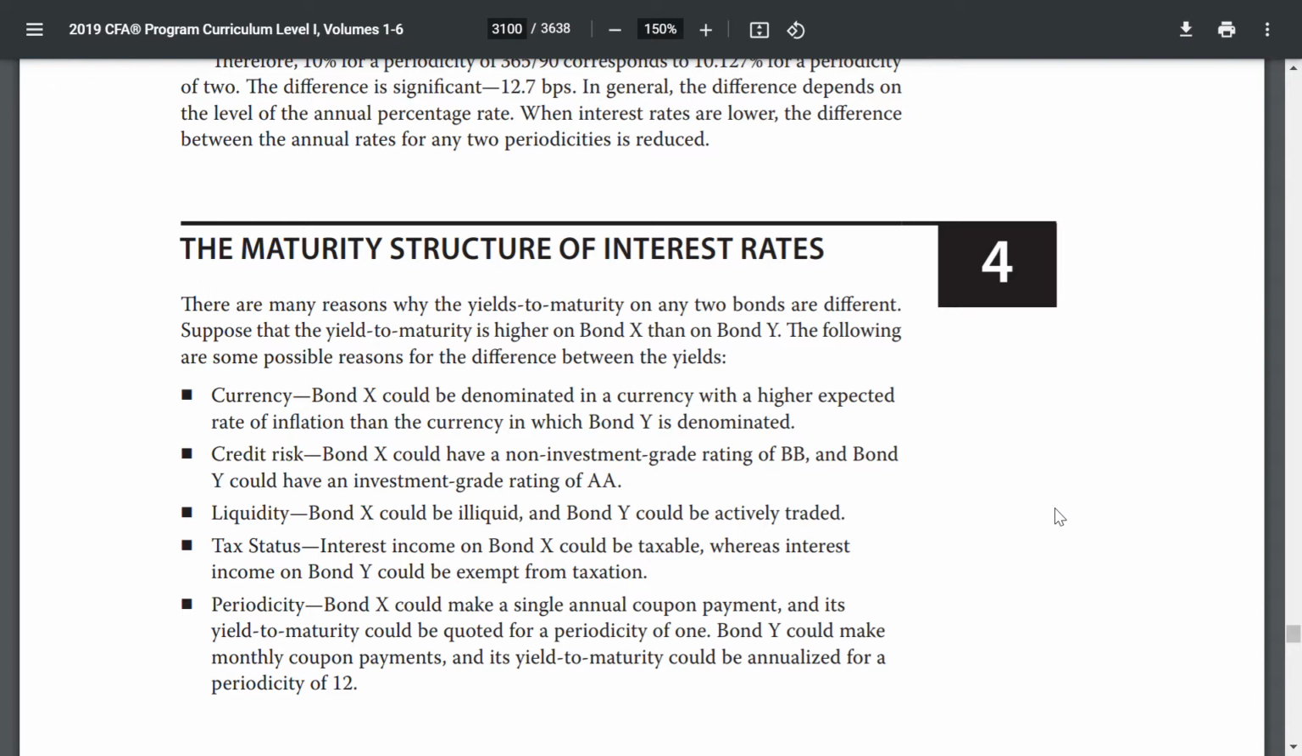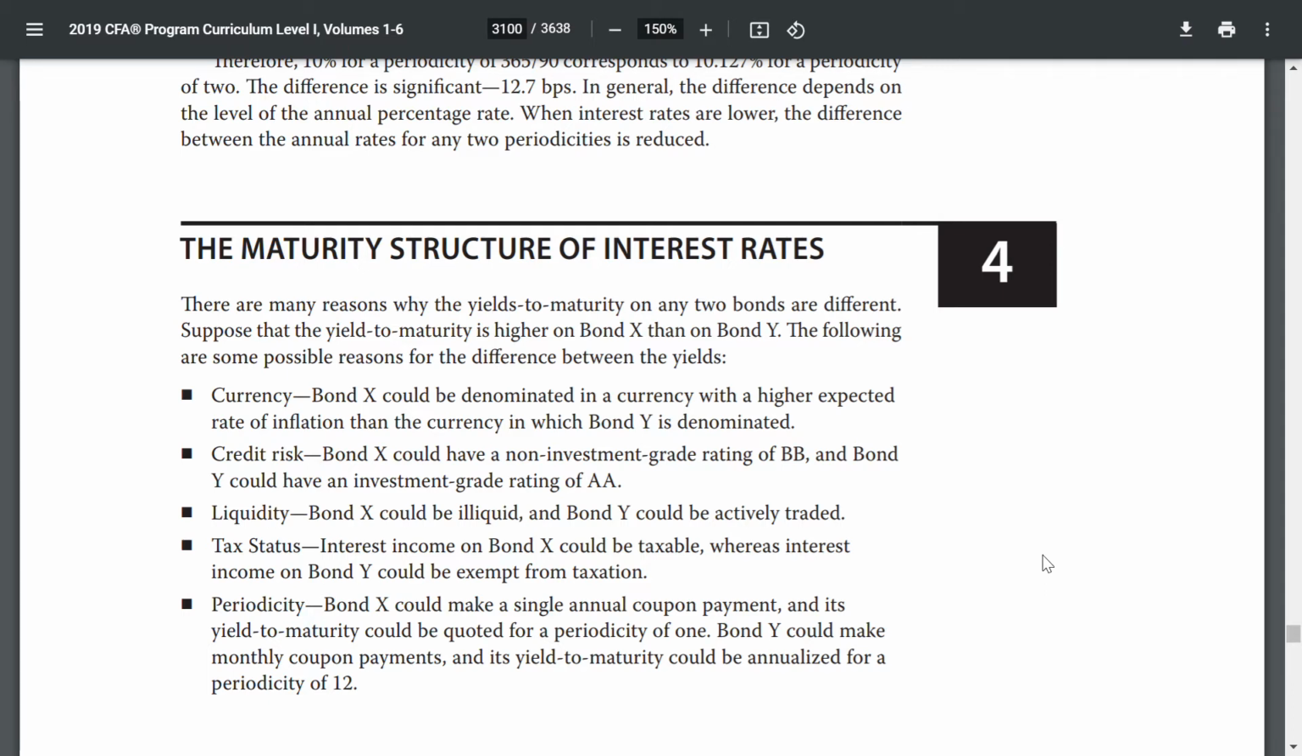The currency: bond X can be denominated in a currency with a higher expected rate of inflation than the currency of bond Y. Credit risk: bond X has a non-investment grade rating of BB, and bond Y has an investment grade rating of AA. Liquidity: bond X can be illiquid and bond Y can be actively traded. Tax status: interest income on bond X can be taxable, whereas interest income on bond Y can be exempt from taxation.